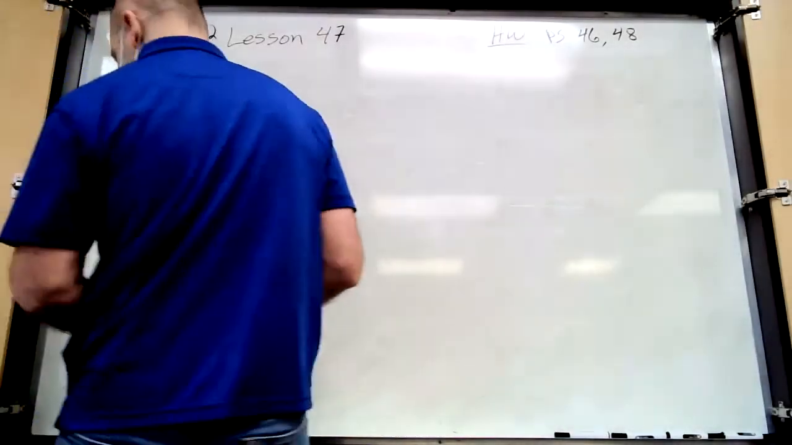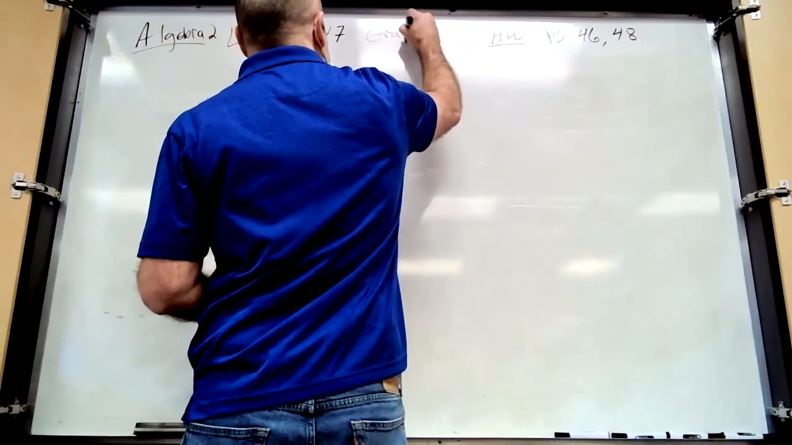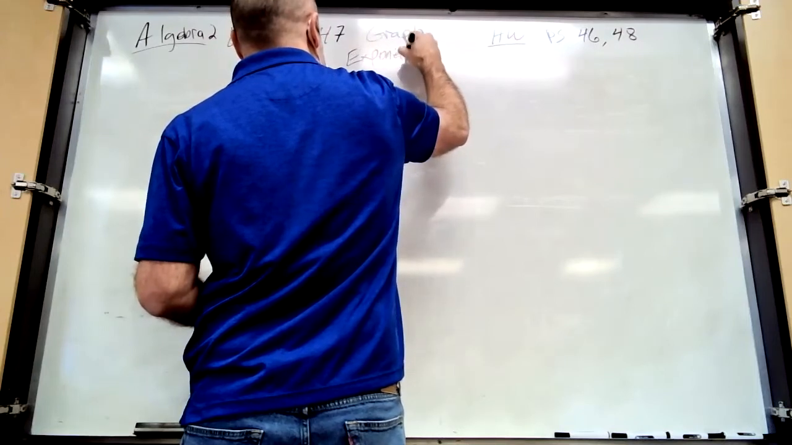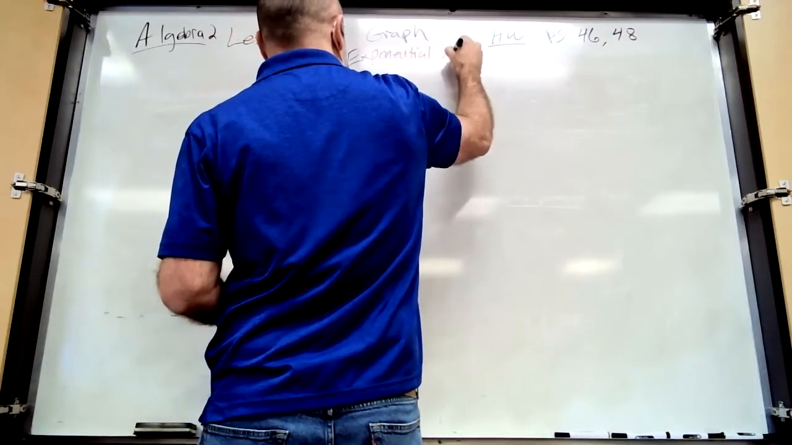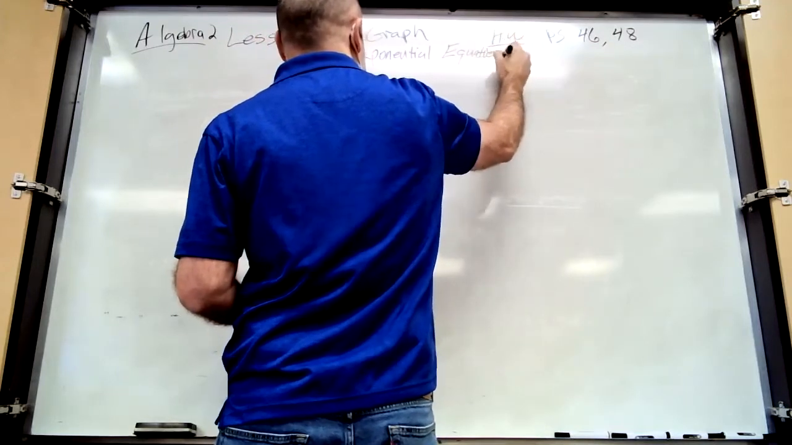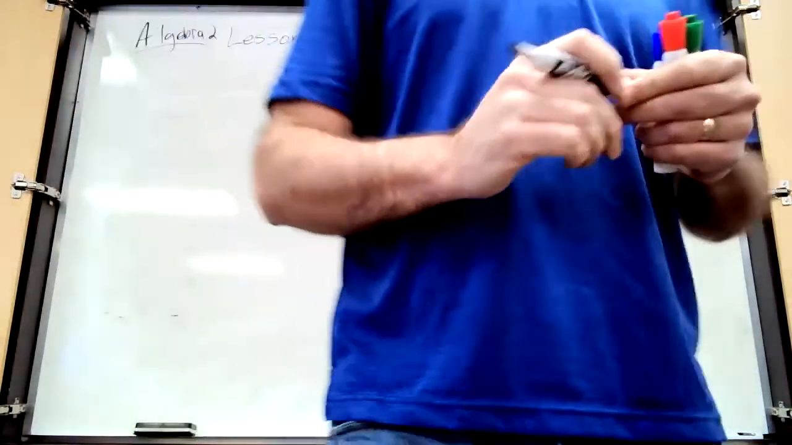Okay, so we're doing 47. We are going to graph exponential equations. Exponential equations are confusing, but graphing them is just plugging and chugging, and we'll get there.